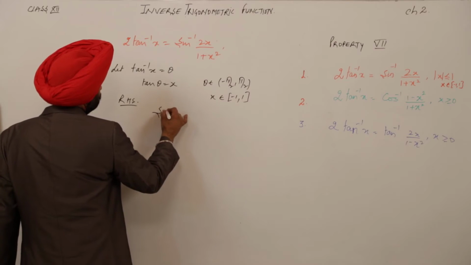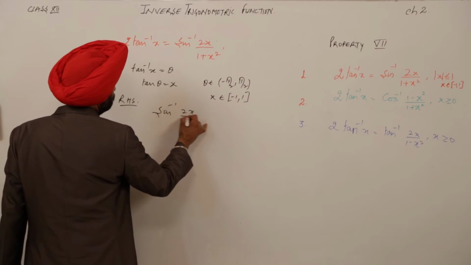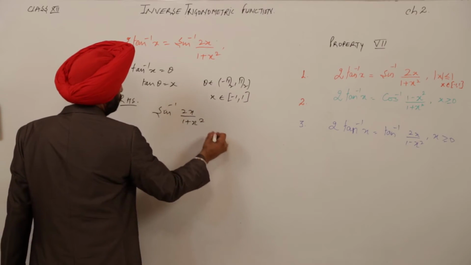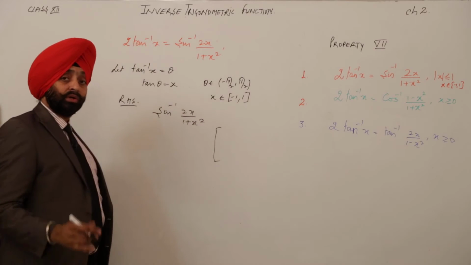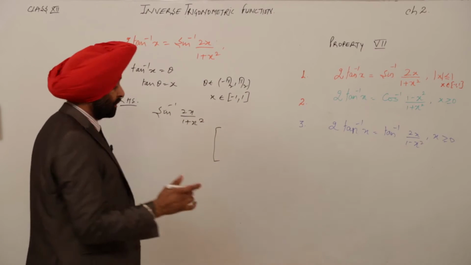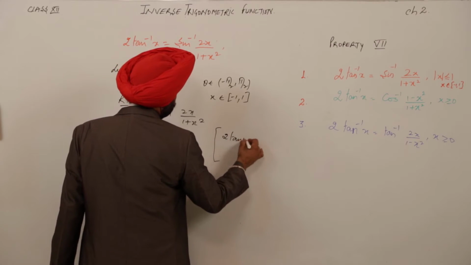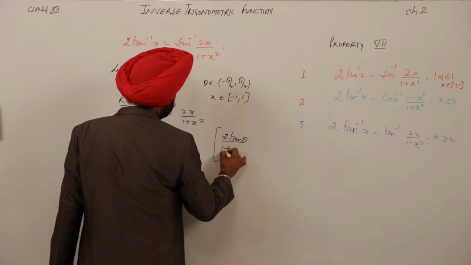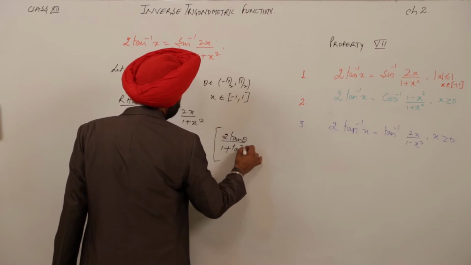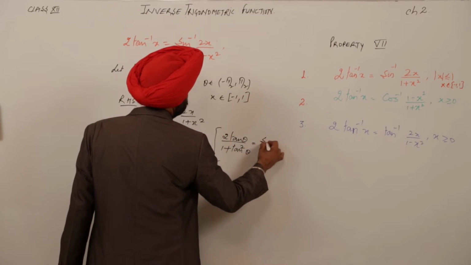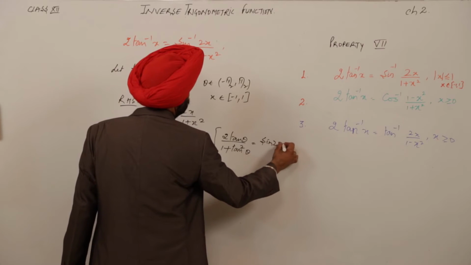sin inverse 2x upon 1 plus x square. Now, let us put tan theta in place of x. We have 2 tan theta upon 1 plus tan square theta. So, if you remember, this formula is for sin 2 theta.